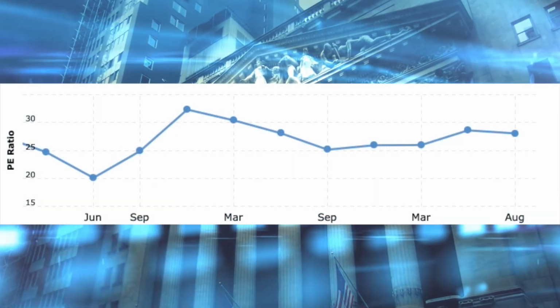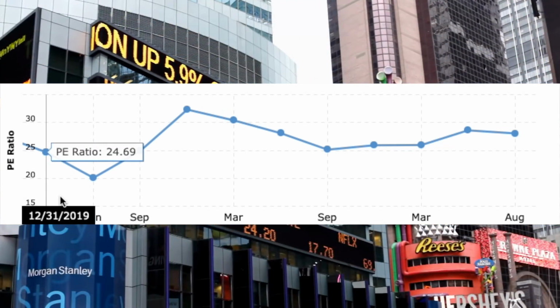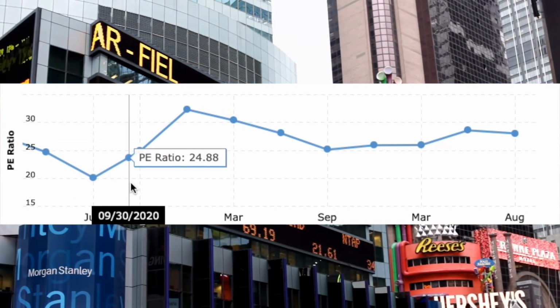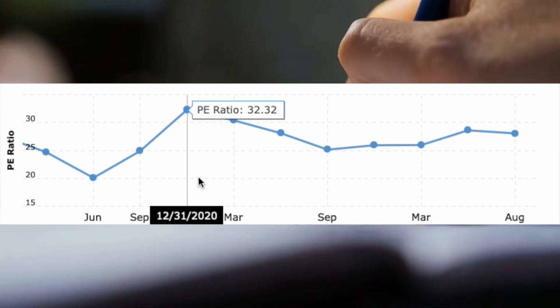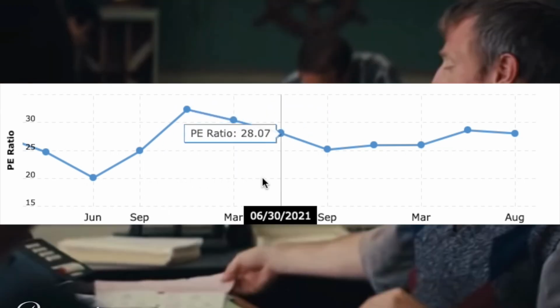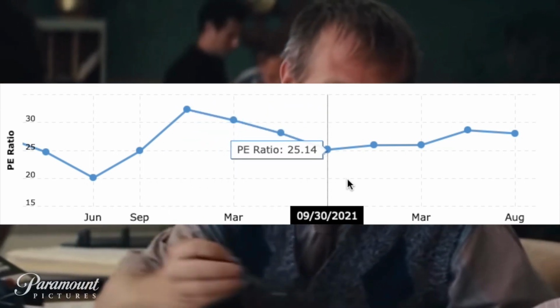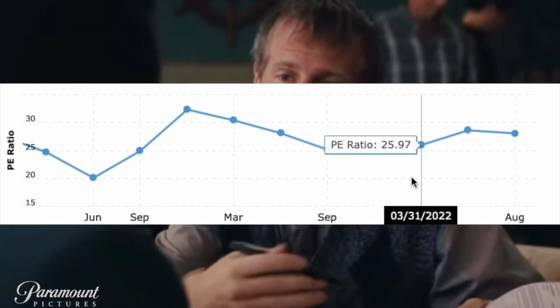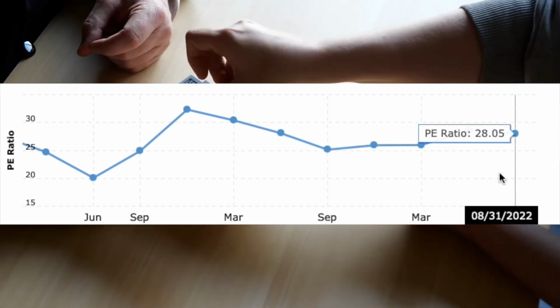What is Coca-Cola PE over time? Here I use macro trends. Let's take a look at it. And as you can see, the PE ratio seems a bit high. It should be around 24. Remember, the average PE for the S&P 500 is around 22.